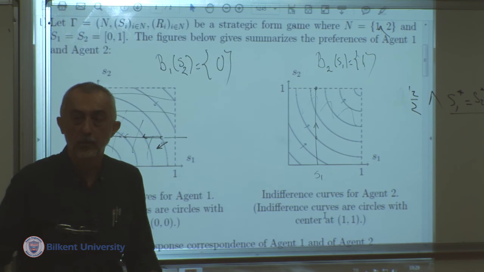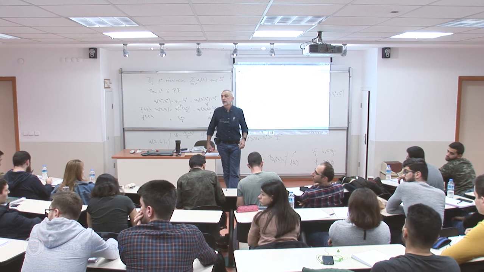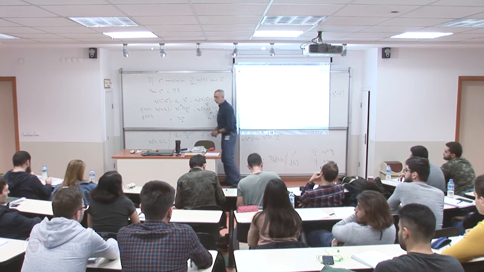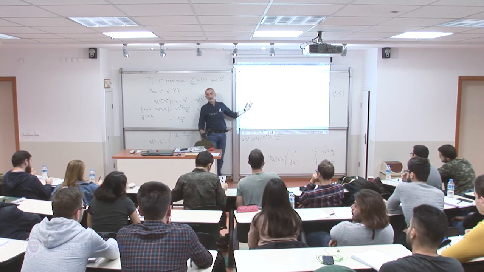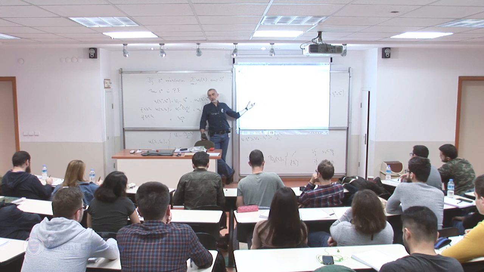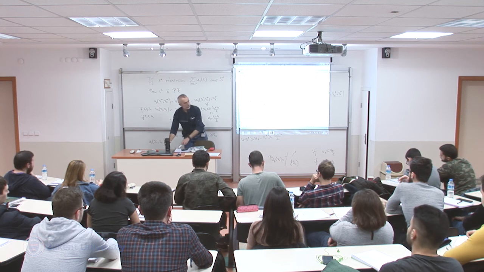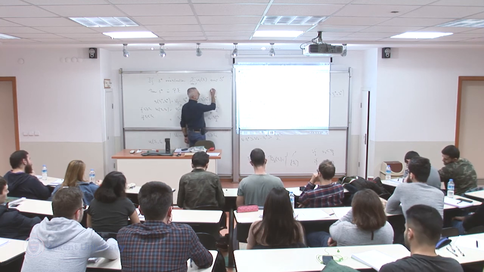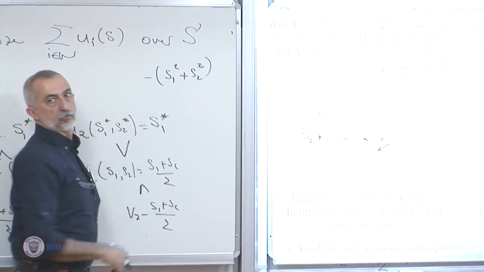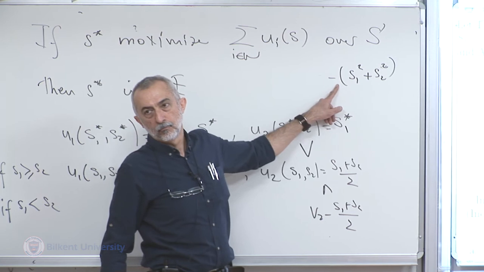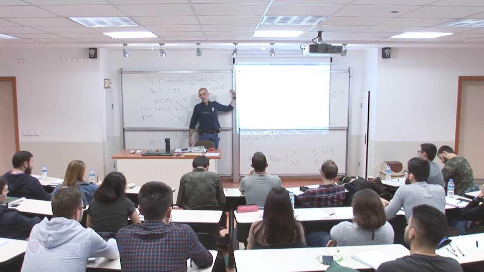Yes, sir, you had a question? Can we find the best response of agents by writing the utility function? Well, you have to write a utility function which gives these isocurves. For example, for player 1, you could have written S1 squared plus S2 squared multiplied by minus 1.